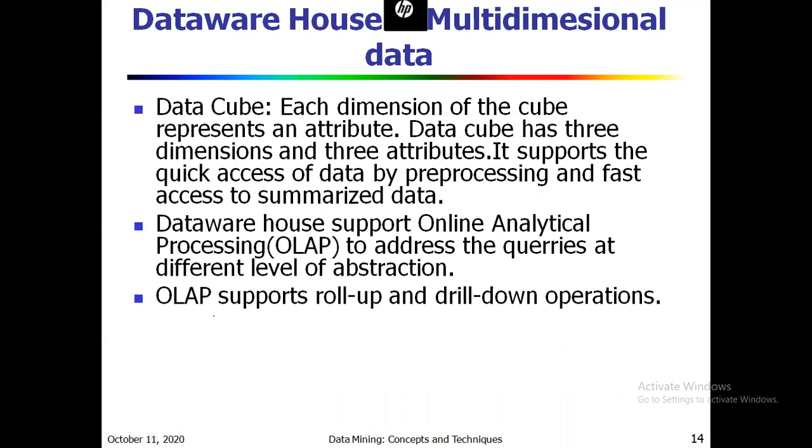So we have, in fact, a data warehouse, which is a multi-dimensional database depending on multiple attributes. It may be a data cube having three attributes and three dimensions. It supports the quick access of data by pre-processing and fast access to the summarized data.